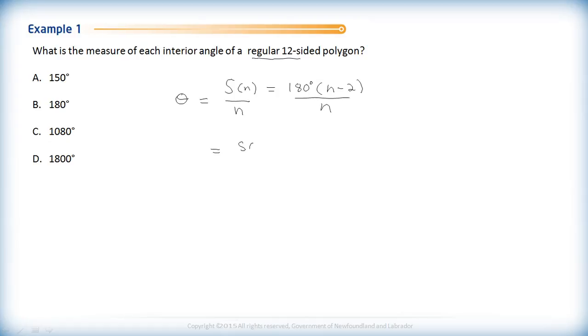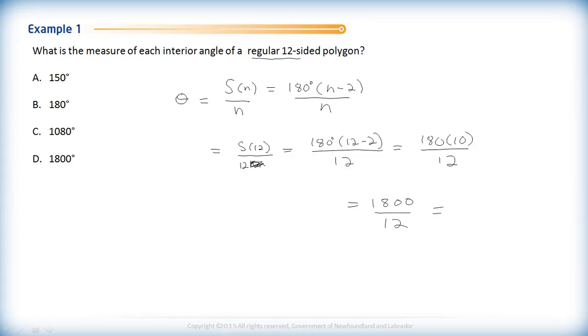All right, let's see if we can put this together. So we want a 12-sided polygon. So the measure of each angle for 12 sides, oops, that should be a 12 down there, is going to have to be equal to 180 degrees times (12 minus 2), all divided by 12. So that's 180 times 10, all divided by 12, which is 1800 divided by 12. According to my half brain, that's 150 degrees. So we've got 150 degrees for our correct answer.